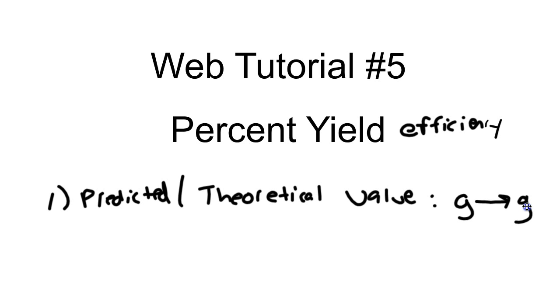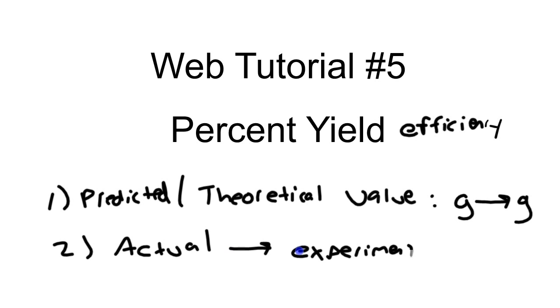That will help us. So we need a predicted value, and then secondly, we need an actual value. What did the group actually obtain when the reaction occurred? This is done experimentally. The experiment is done, they collect the data, and then they're going to compare.